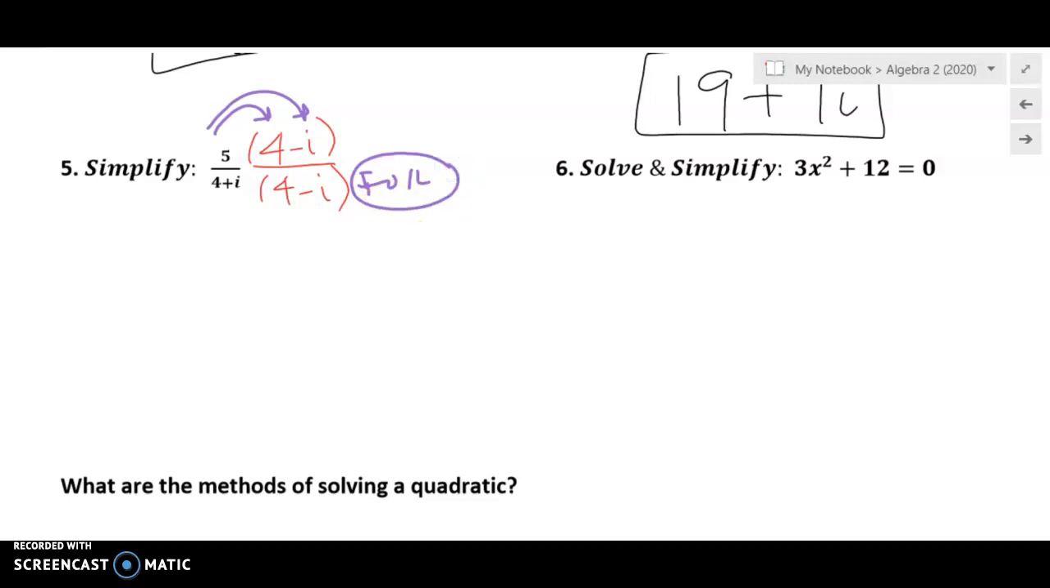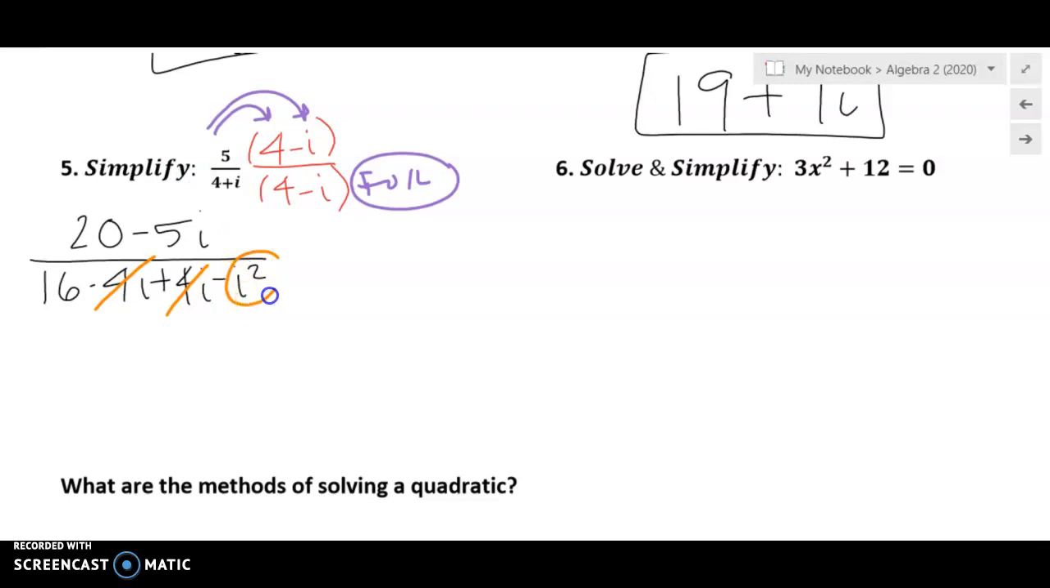So distribute on the top. 5 times 4 is 20. 5 times negative i is negative 5i. On the bottom, 4 times 4 is 16. 4 times negative i is negative 4i. i times 4 is positive 4i. i times negative i is negative i squared. So again, at the bottom, negative 4i and positive 4i should go away. Those always are going to cancel like that. And then i squared is equal to negative 1. So if I rewrite this, I have 20 minus 5i on the top. 16 minus, and then negative 1 on the bottom.